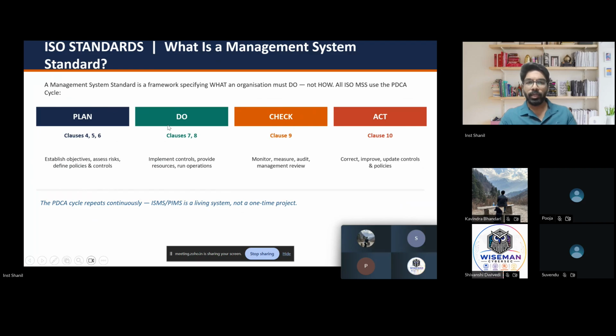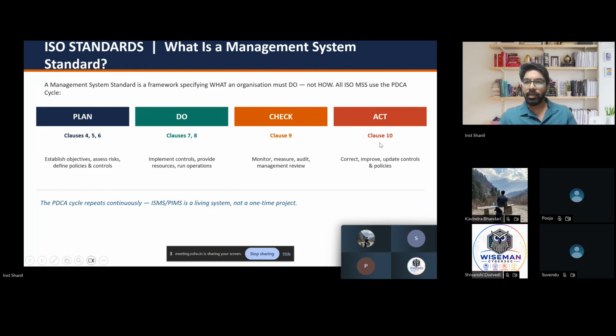Then do. Then comes the actual implementation part. Clause 7 and 8 talk about how the standard can be implemented. Then comes the check part, which is under clause 9. It talks about monitoring. So you have planned to implement a standard, then under clause 7, 8, you have implemented the standard. Now you need to continuously monitor whether that standard is correctly working or not.